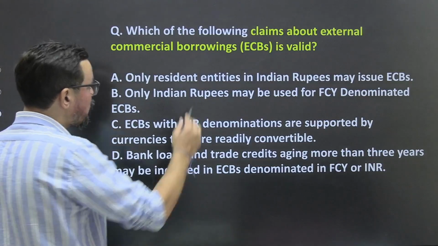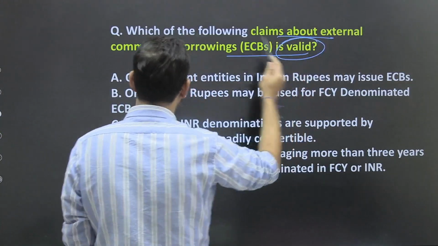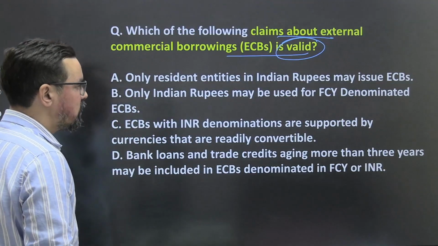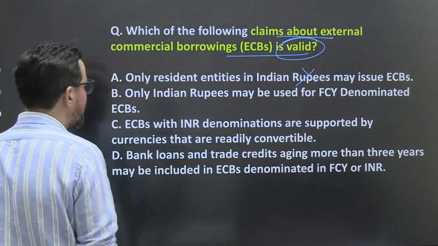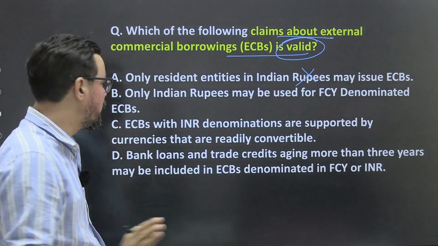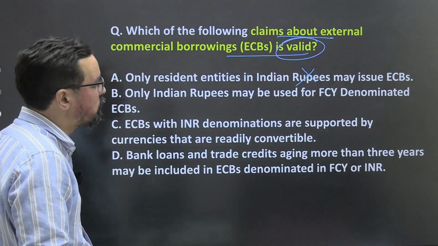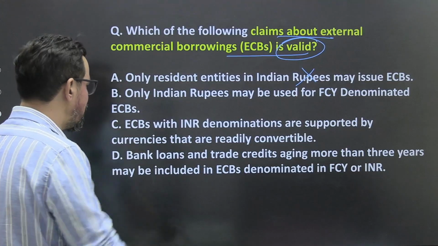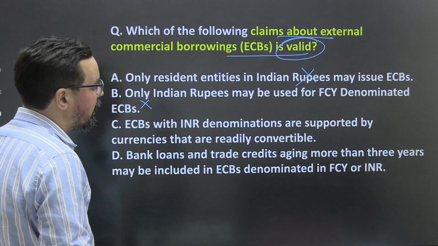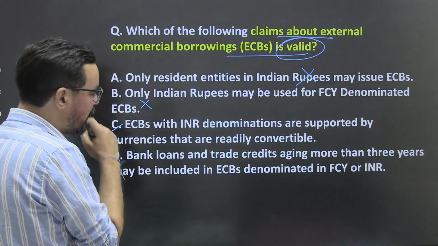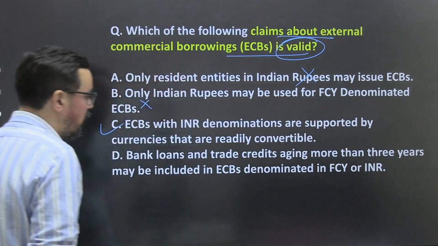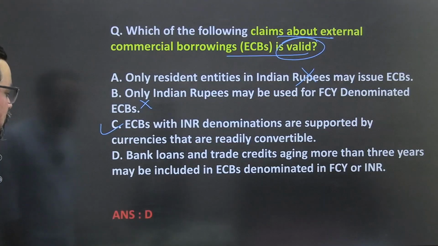Which of the following claims about ECB is valid? Only resident entities in India, in Indian rupee, may issue ECB. ECB is always issued in currencies apart from Indian rupee. Only in Indian, sorry. So ECB can be in INR or foreign currency denominated. Only Indian rupee may be used for foreign currency denominated. No. ECB with INR denomination is supported by currencies that are readily convertible. This can be a bank loan, and trade credit aging more than 3 years may be included in ECB denomination, foreign currency or INR. So D is the right answer.